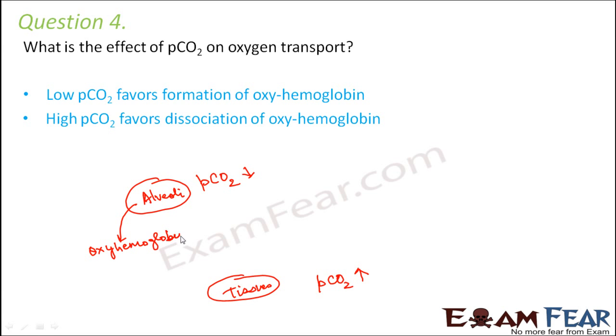So oxygen combines with hemoglobin to form oxyhemoglobin. It passes through the blood in the form of oxyhemoglobin. When it reaches the tissues where the partial pressure of carbon dioxide is more, the oxyhemoglobin dissociates, and this dissociation releases the oxygen, and that is how oxygen is supplied to the tissue. So oxygen is transported from alveoli to tissues. That is how partial pressure of carbon dioxide has an impact on oxygen transport.